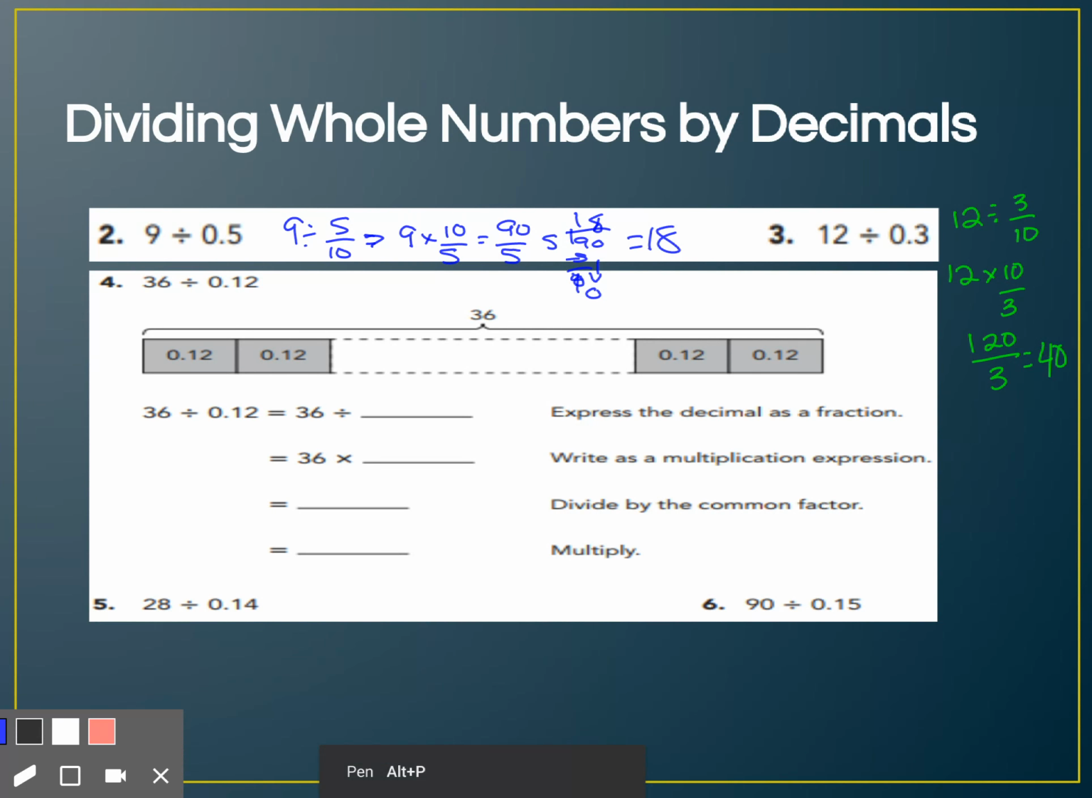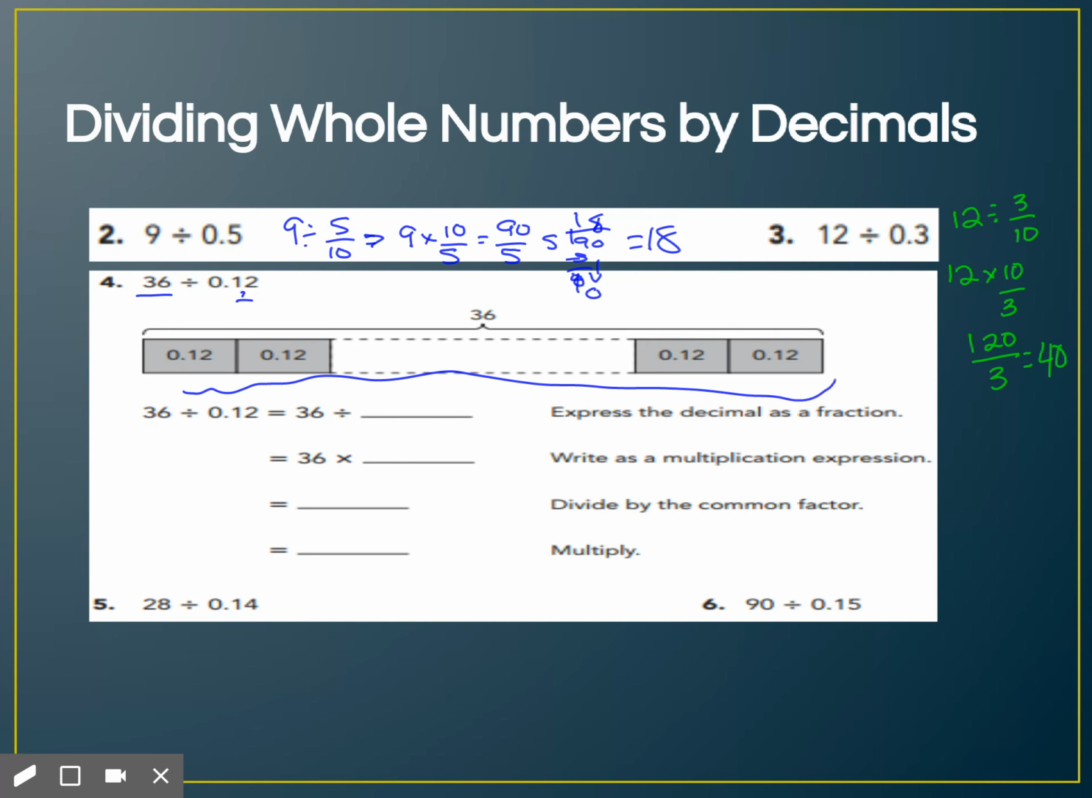So now we're going to do some examples where we have larger numbers, like 36 divided by 12/100. Again, you can use the diagram method here. They broke it up, 36 gets divided into 0.12. Again, that's just going to be really hard to make all these 36 bars and break it up into 0.12. So I highly recommend you learn the fraction form.